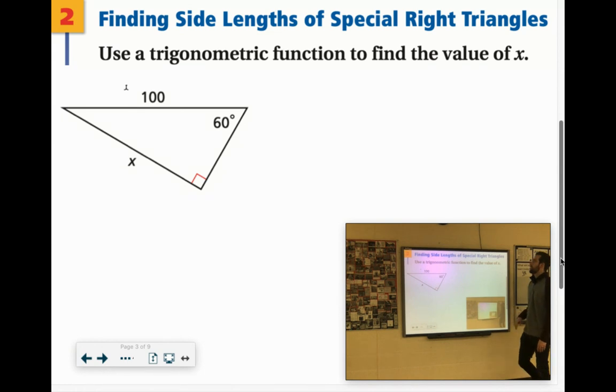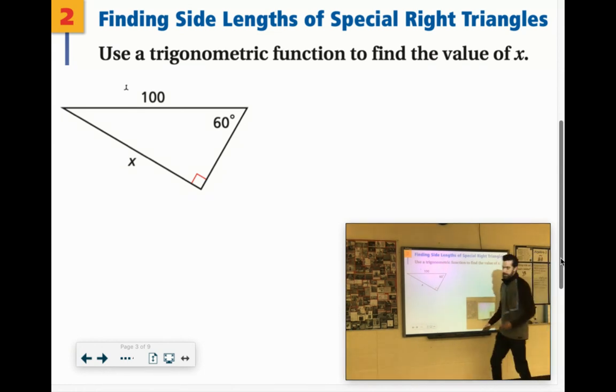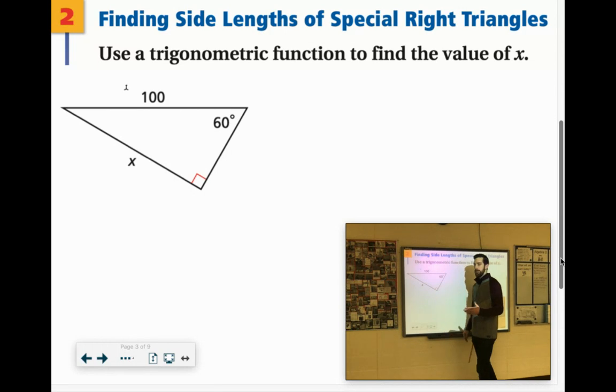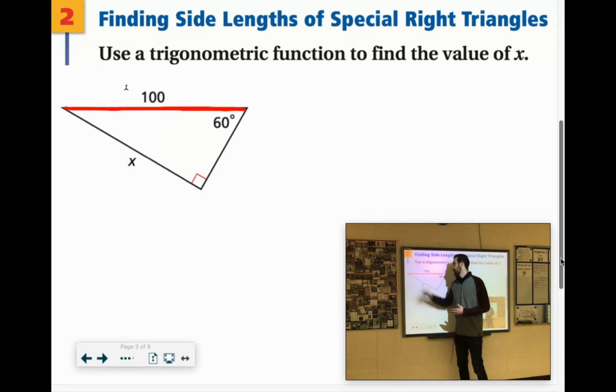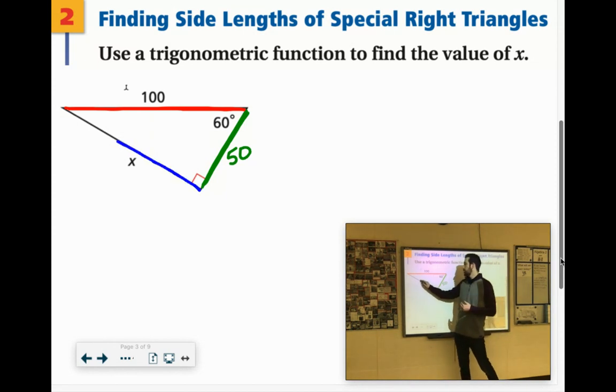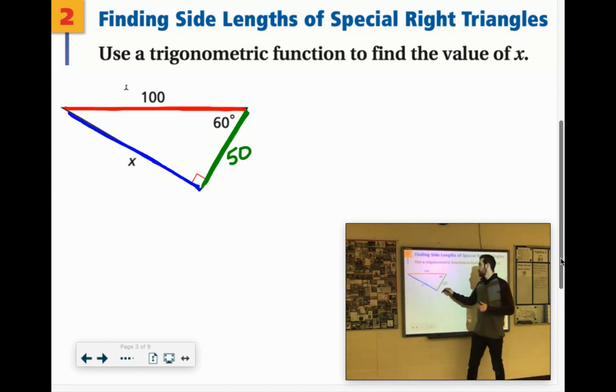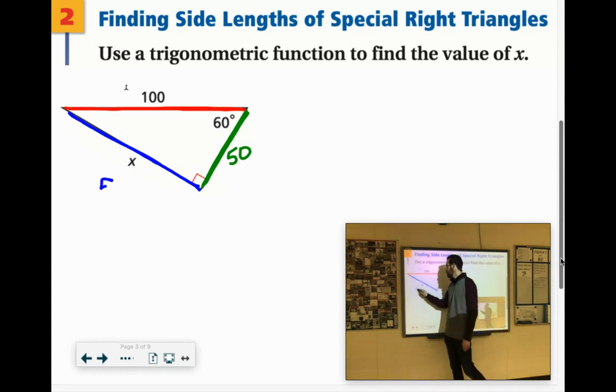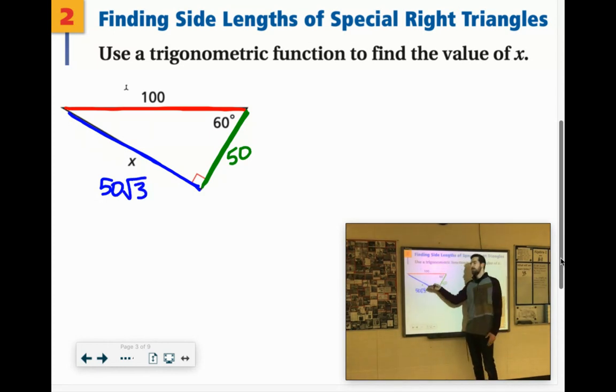Use trigonometric function to find the value of x. This is a 30, 60, 90 triangle. Here's our hypotenuse. It is 100. And remember, that's twice as large as this short side. So half of 100 means this side is going to come out to 50. Meaning this side, remember, you just take that short side, the 50, and multiply it by root 3. It becomes 50 root 3. That, to me, is the fastest way you can figure out x.